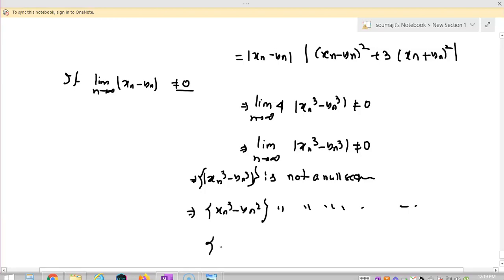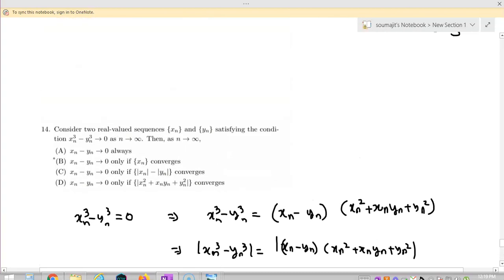And I know that xn is null if and only if mod xn is null. I am using this fact, so I can say that xn cube minus yn cube is not a null sequence, which is a contradiction, as xn cube minus yn cube is a null sequence. So option A is our correct option. Okay.